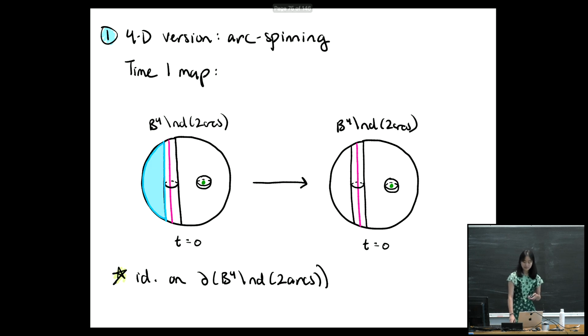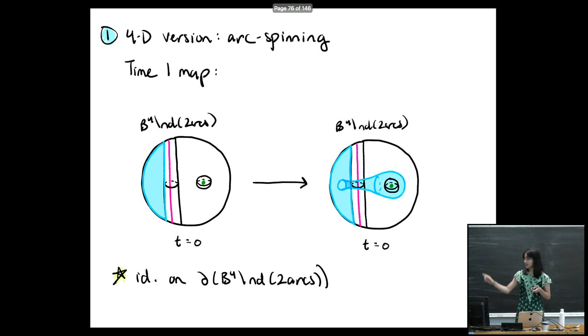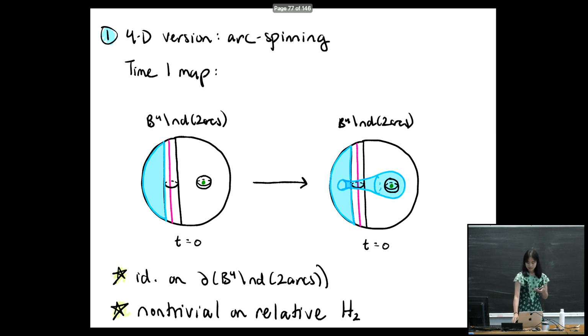And similarly to point pushing, you can see that this is non-trivial by looking, for example, at what it does to this blue D2. So this is a D2 that goes from the boundary of my B4 to a boundary of the neighborhood of my pink arc. And you can imagine that as I grab my pink arc and sweep it around, the blue disk gets dragged along and changes exactly by tubing along this meridional sphere for the green arc. And so it's non-trivial on relative second homology. So yeah, so that's my map of S2 cross D2, boundary sum S2 cross D2.